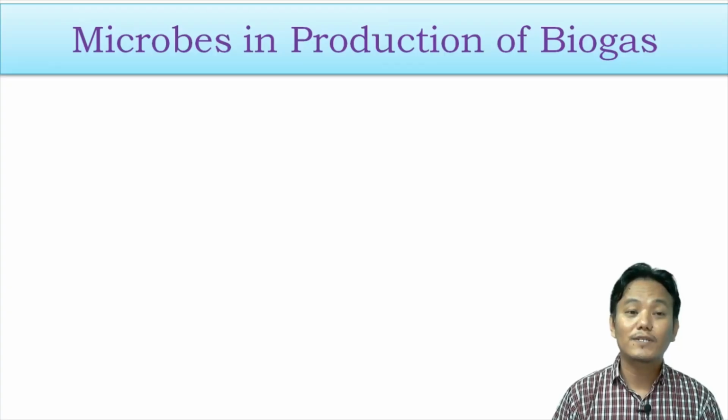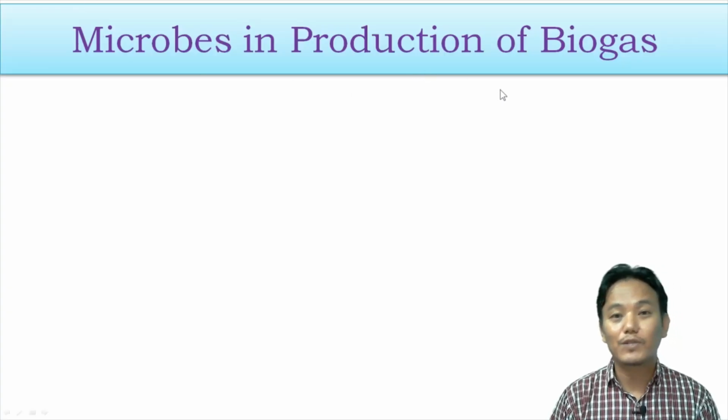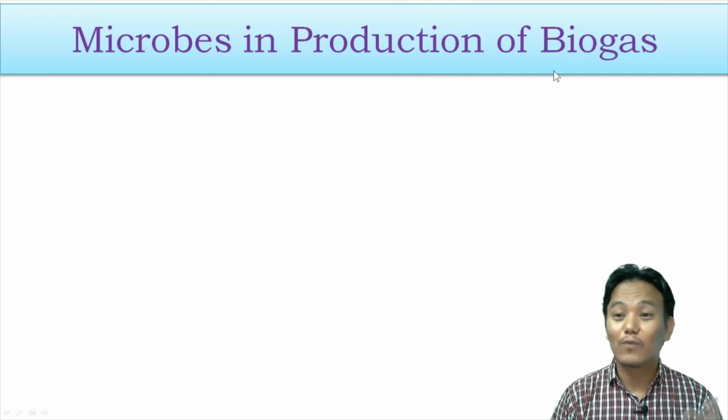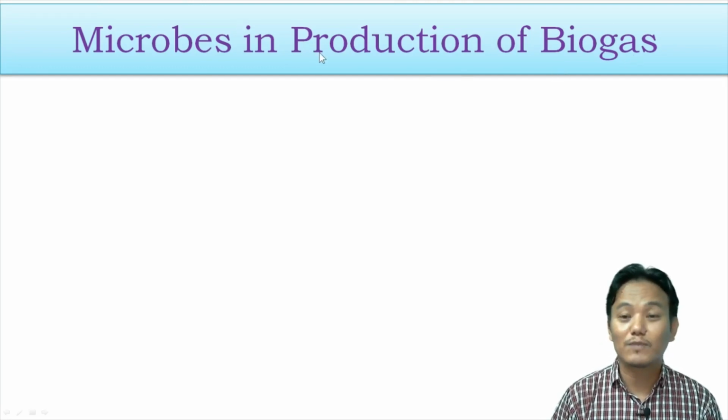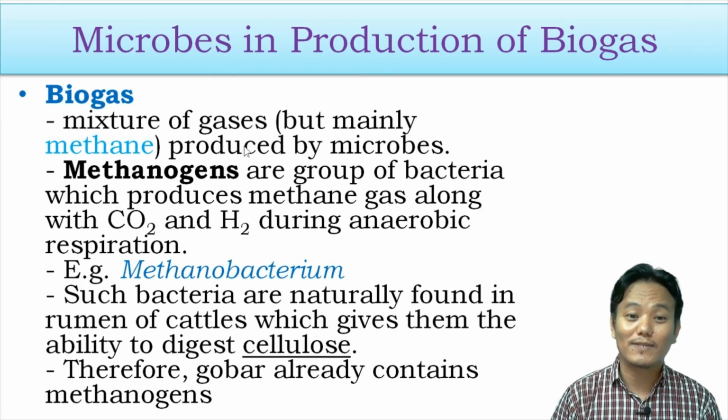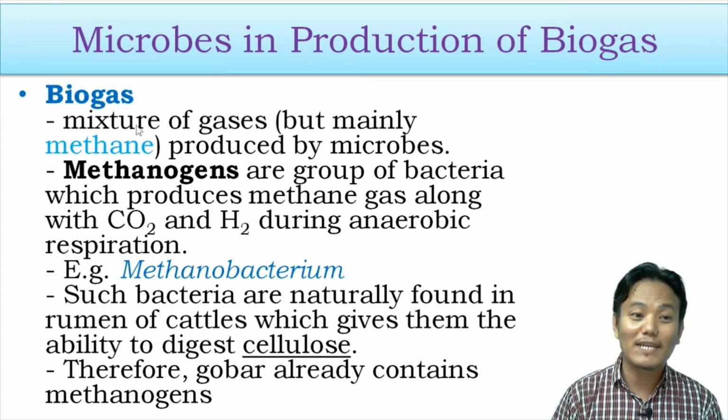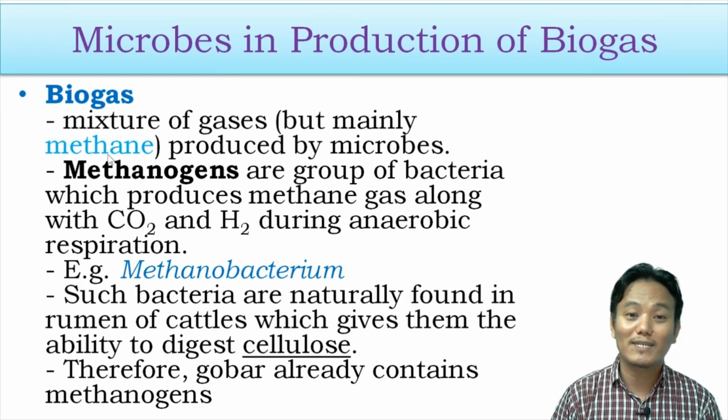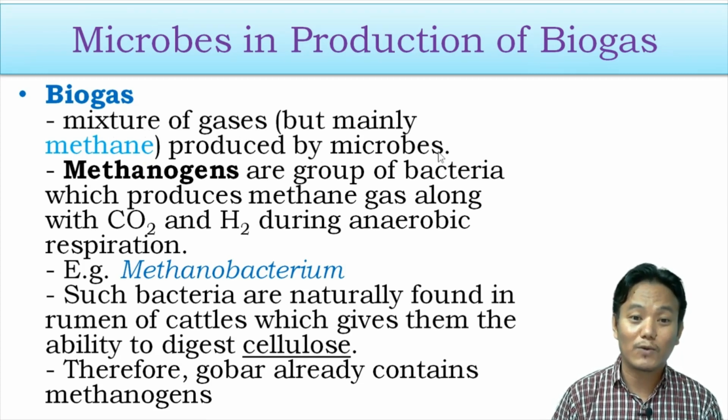Let us now discuss a little bit about microbes in production of biogas. We will see what is biogas, which microbes are responsible for the production of biogas, and how can we produce biogas with the help of these microbes. Biogas is a mixture of gases produced by microbes which mainly contains methane. So methane is the inflammable gas which makes biogas useful for fuel.